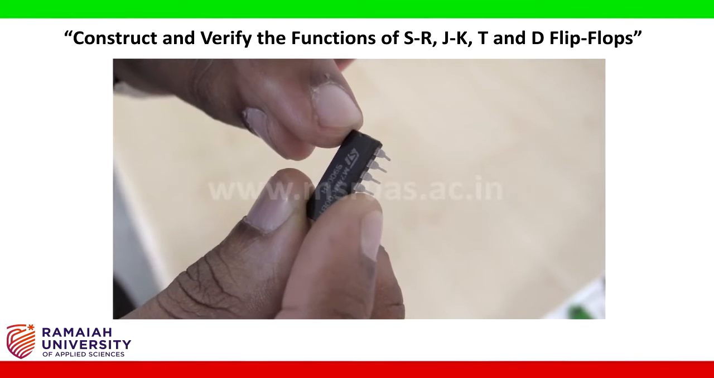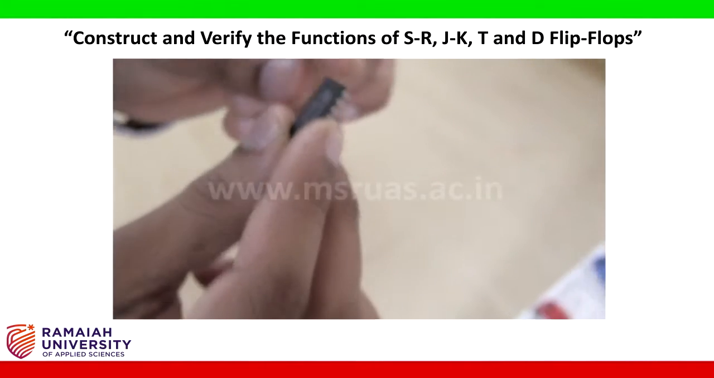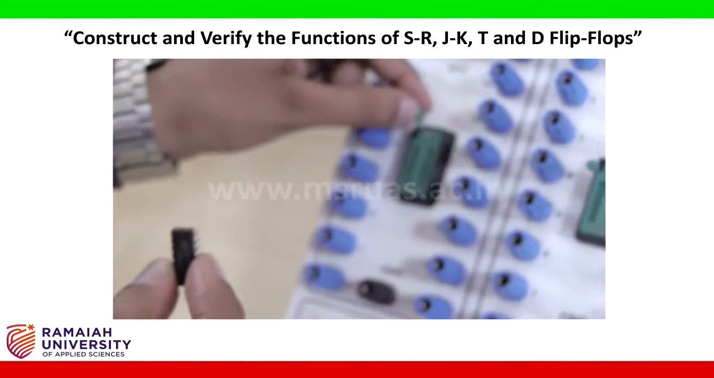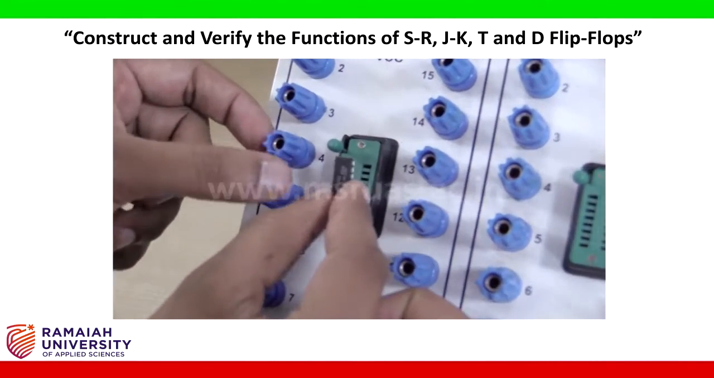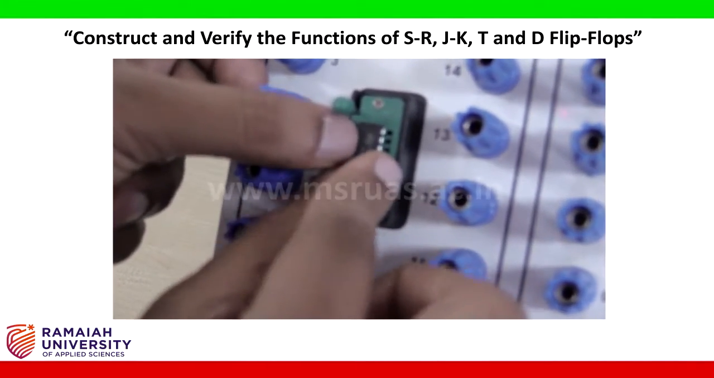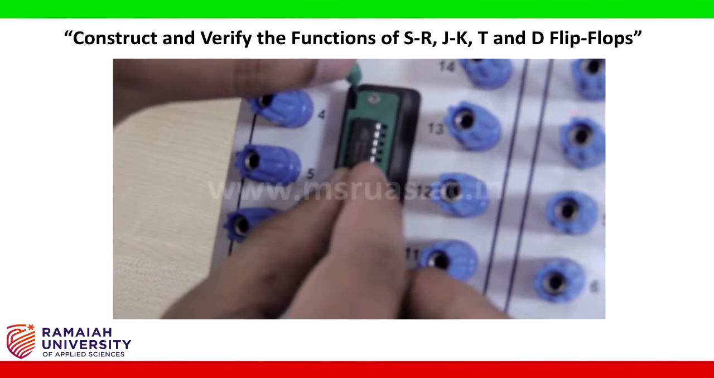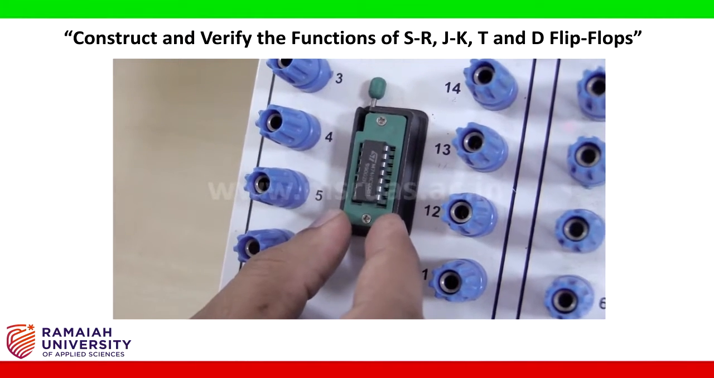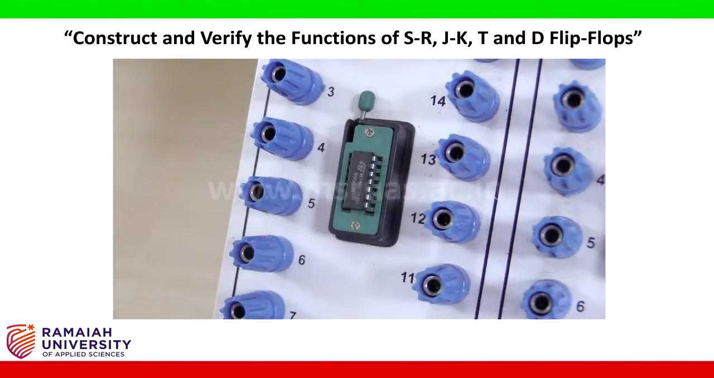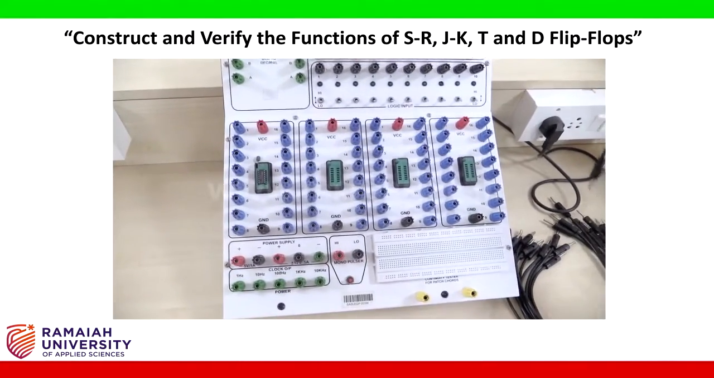There is a notch here, so I am going to place it into the IC base. Before placing into the IC base, there is a lever, make it open, then place the IC from the top, place it firmly and close the lever and make sure the IC is not coming out. So the IC has been placed into the IC base successfully. Now let us connect the circuit as per the logic diagram.